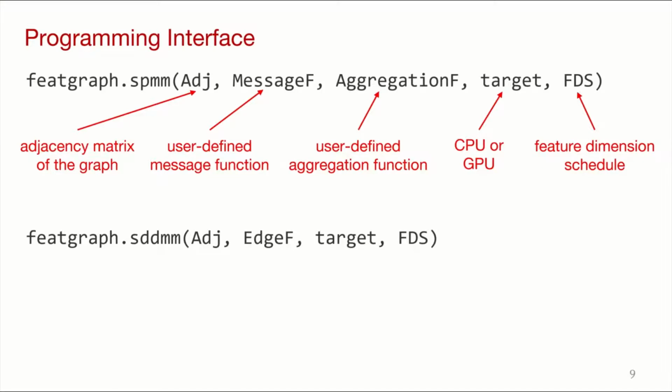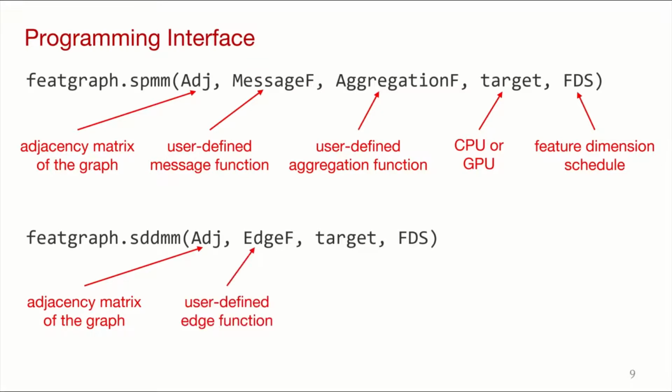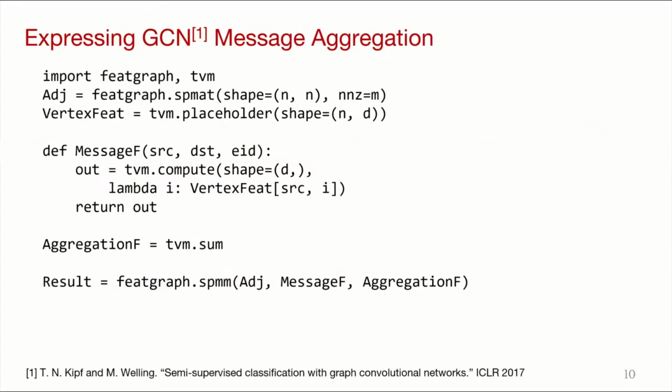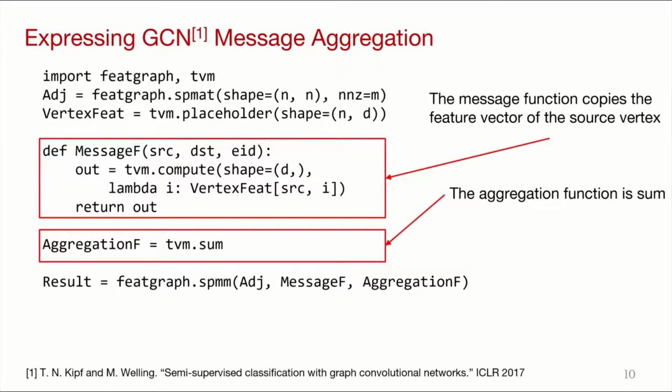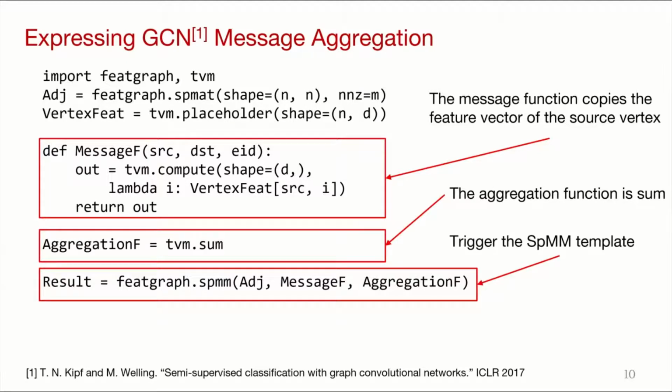FeatGraph also provides the SDDMM template, which takes in 4 arguments: the adjacency matrix of the graph, the user-defined edge function, the target, and the FDS. Let's look at a concrete example of expressing GCN message aggregation in FeatGraph. We use the SPMM template. The message function, which copies the feature vector of the source vertex, is written in TVM. The aggregation function is sum. We trigger the SPMM template with the message function and the aggregation function. Essentially, GCN message aggregation is mapped to a vanilla SPMM.